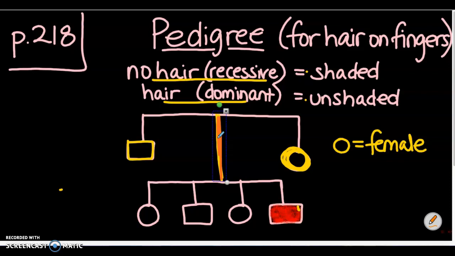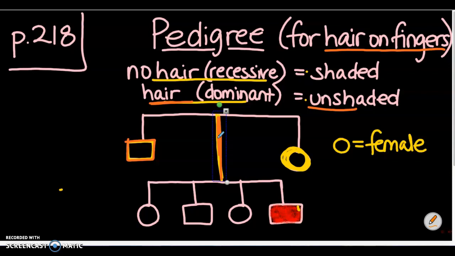Number 20, what trait is being traced in this pedigree? Well, we know that from the title, hair on fingers, so that's how we would answer that one. Number 21, does the father have hair on his fingers? So remember we said that hair means that it's unshaded, and here's the father right here, okay, and it's not shaded, so we know that yes, he does have hair on his fingers because it's unshaded.